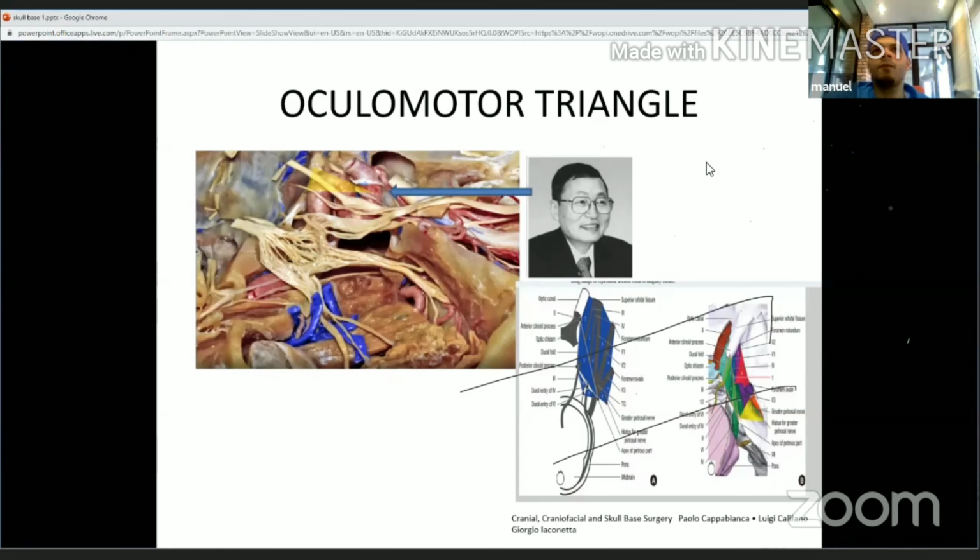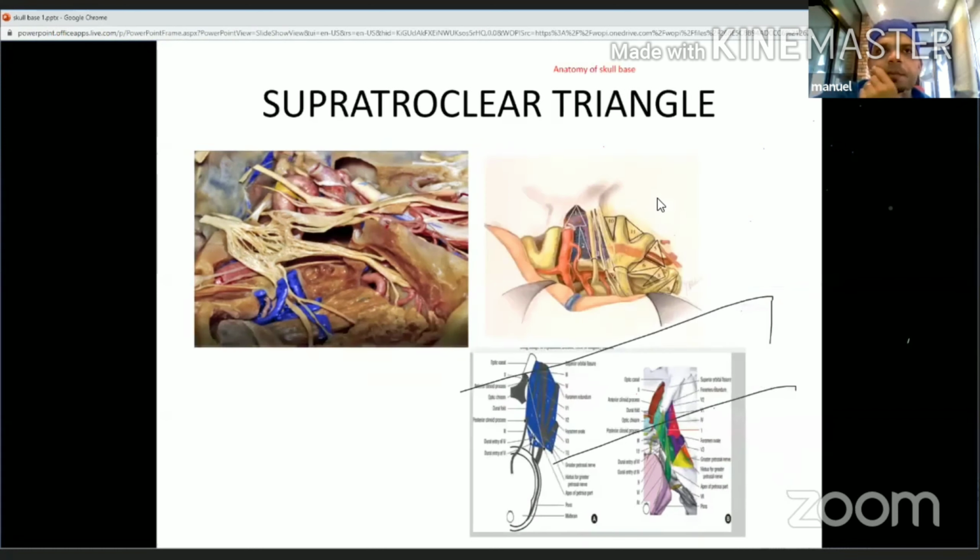Okay. So the name of the oculomotor triangle also, or superior triangle also, is Hakuba. You can go next, please. So we have here the supratrochlear triangle. The name tells us what the triangle is. It is between the lateral border of the oculomotor nerve and the medial border of the trochlear nerve. Next, John, please.